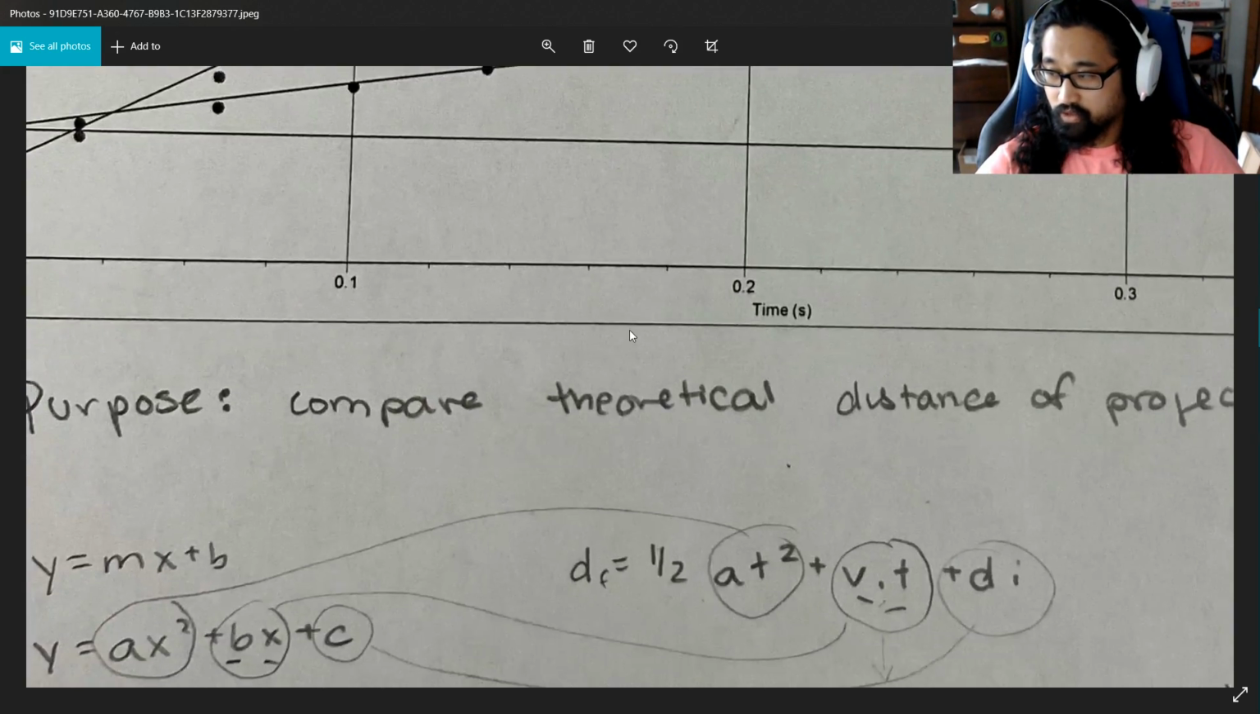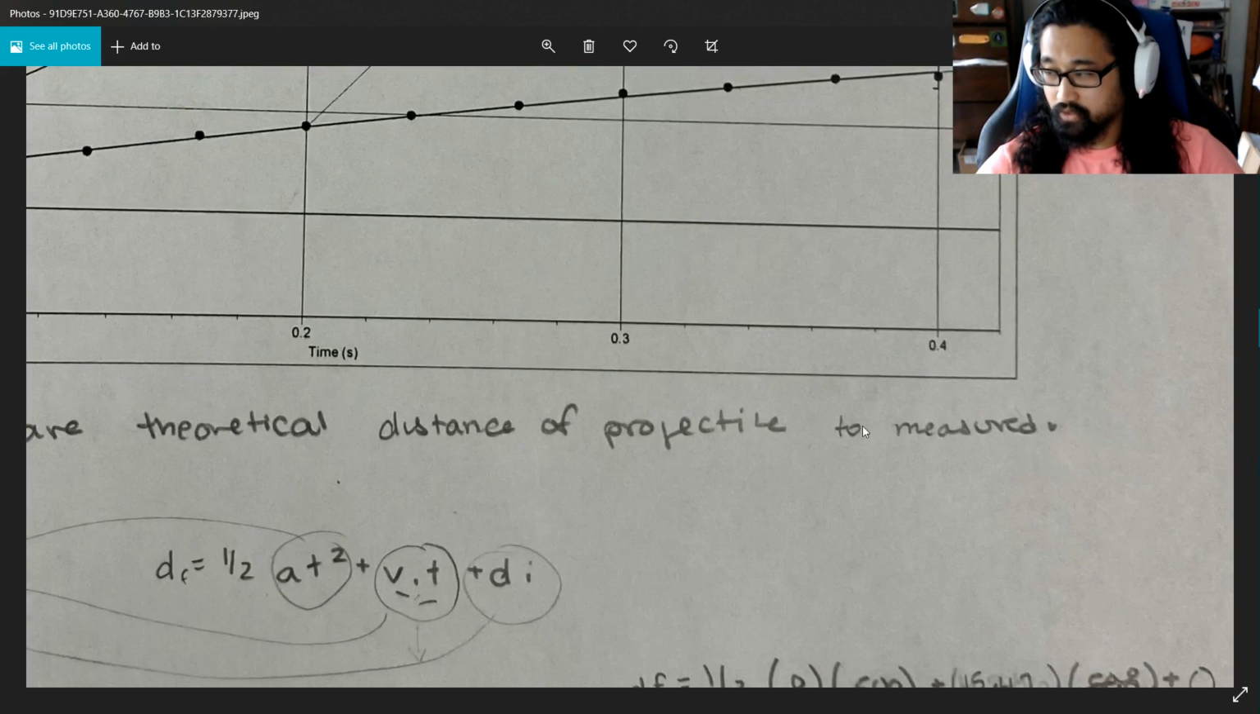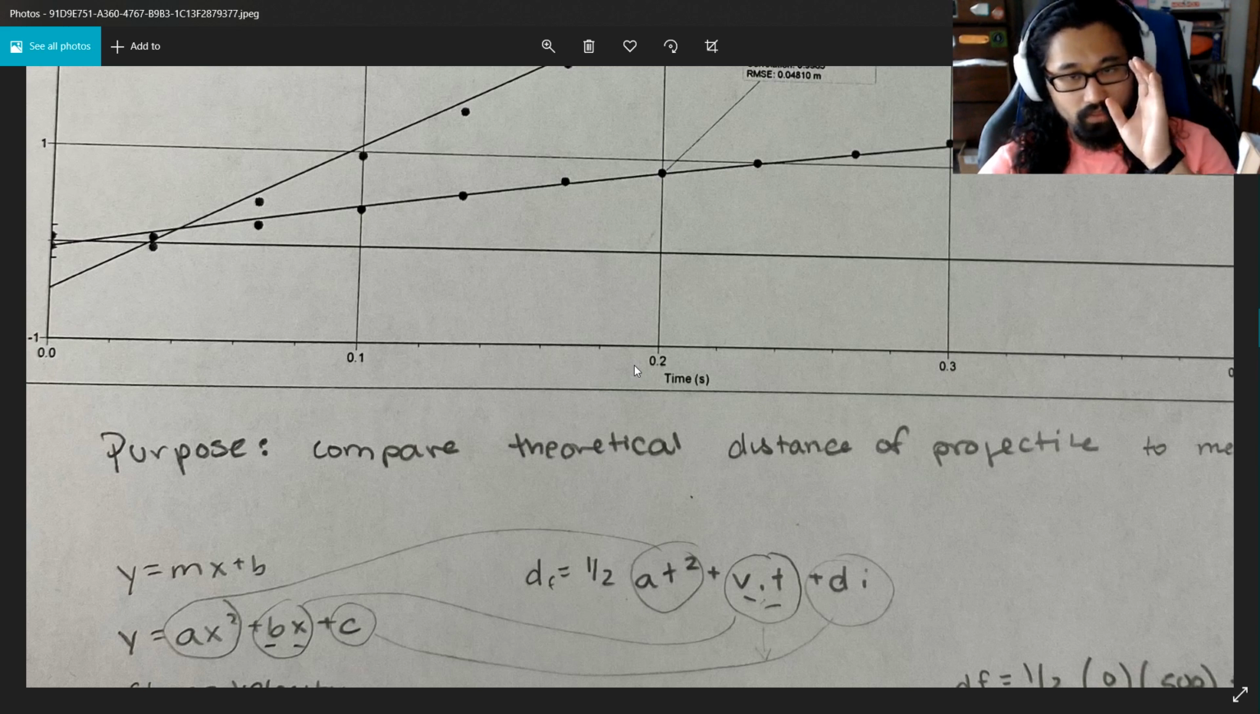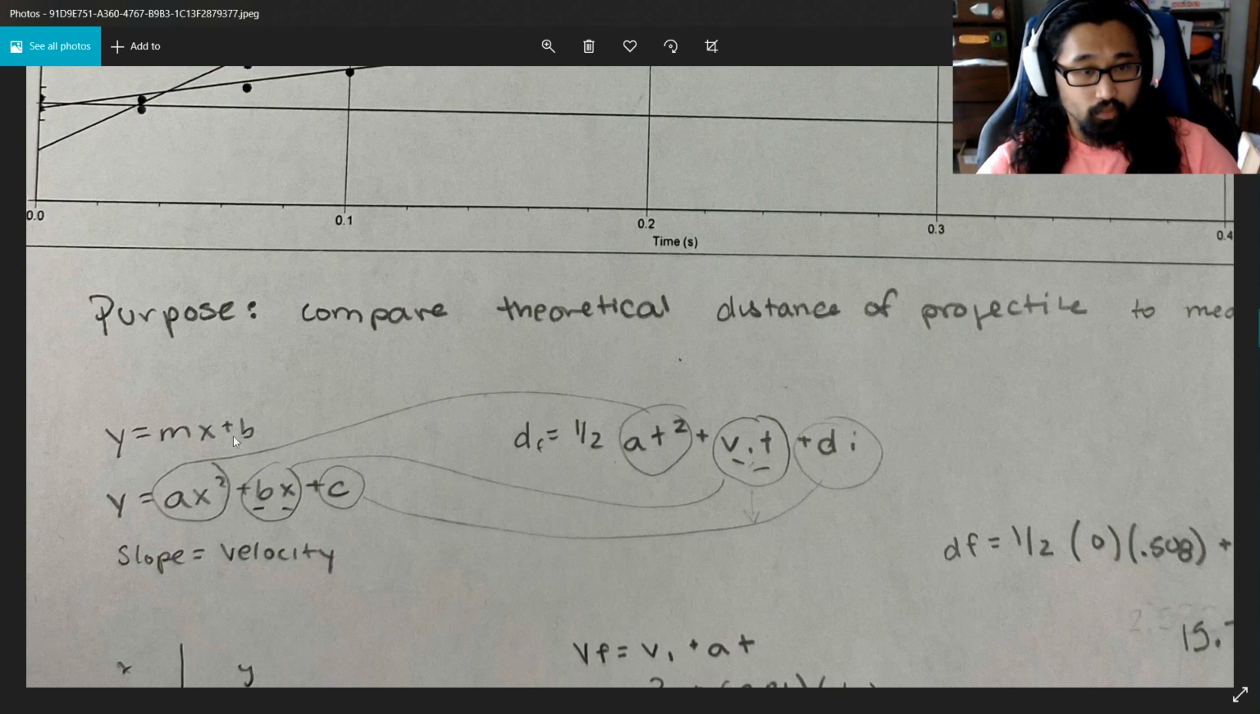So our purpose was to compare the theoretical distance of the projectile to the measured distance of the projectile. And y'all should be getting an email soon with this file, this actual picture file, and the actual distance that it traveled for this particular graph. Right. Now this y equals mx plus b, and y equals ax squared plus bx plus c. The slope was the velocity, so this m was the velocity. And here is that relationship: final distance is 1/2 at squared plus vit plus initial distance, which is why this b value corresponds to the initial velocity.